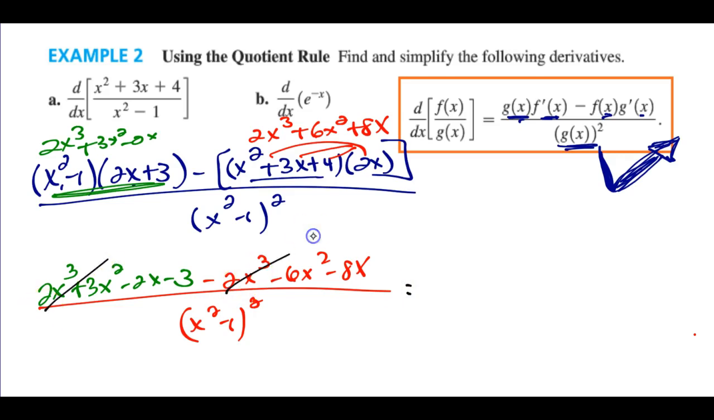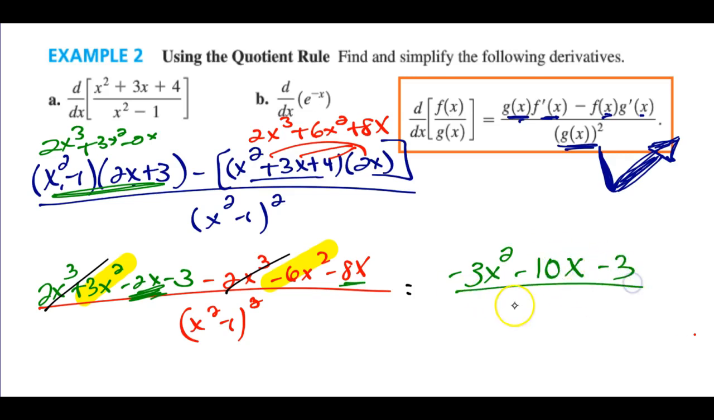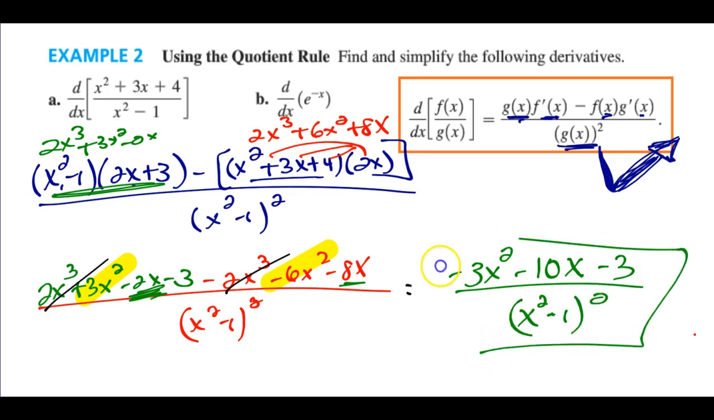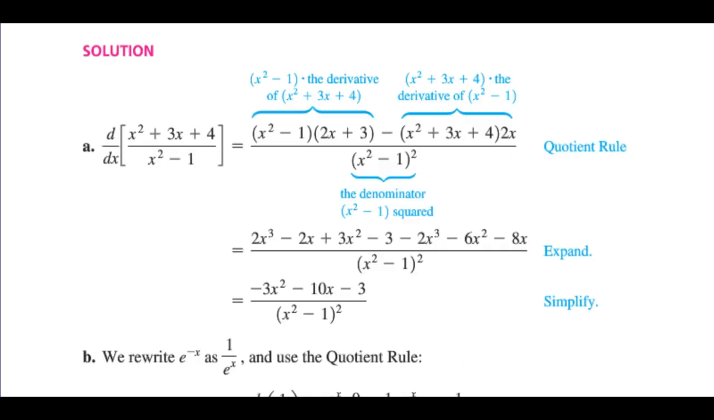So it looks like the x cubed terms drop out, which is nice. So I'm looking now at my x squared terms. And it looks like I have negative 3x squared. And my x's are negative 2x, then negative 8x, for negative 10x, minus 3. That does not factor, and because it doesn't factor, I would be inclined to say that's the answer. Yay, the author got the same thing.